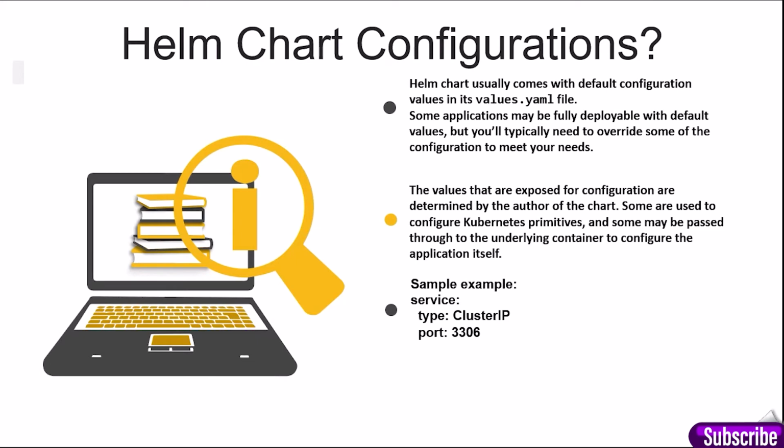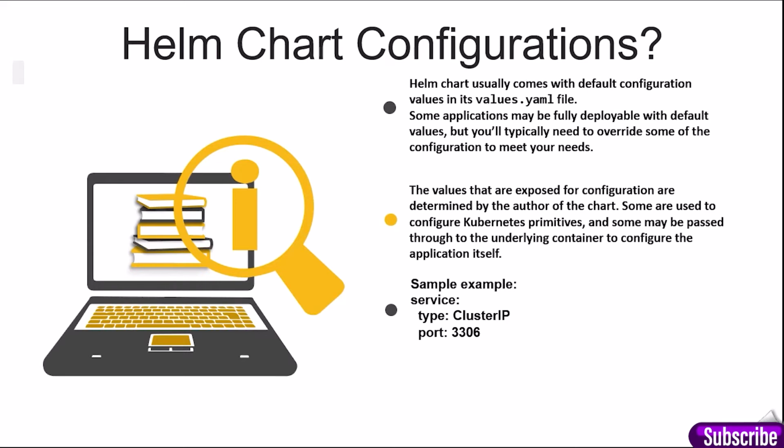Now we'll see Helm chart configurations. A Helm chart usually comes with default configuration values in its values.yml file. Some applications may be fully deployable with the default values, but you will typically need to override some of the configurations to meet your needs. We'll see everything in detail, and we'll also try to create some Helm charts. We'll do some hands-on coding as well today.